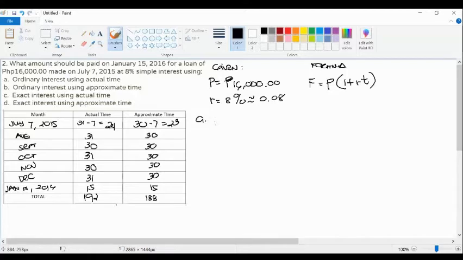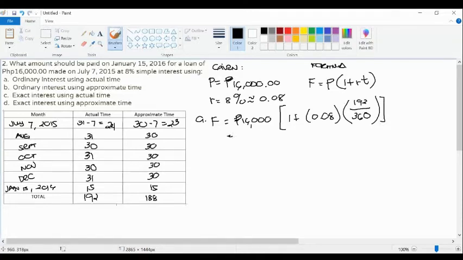So, ordinary interest using actual time. Your formula again, that is 16,000 multiplied by 1 plus 0.08. What is your actual time? That is 192. And we divide it by 360 since this is an ordinary interest. Solving all of this, it will give us 16,000 multiplied by 1.042567. And the product for this is 16,682.67. So therefore, using the banker's rule, we have an interest of 682 pesos and 67 cents.